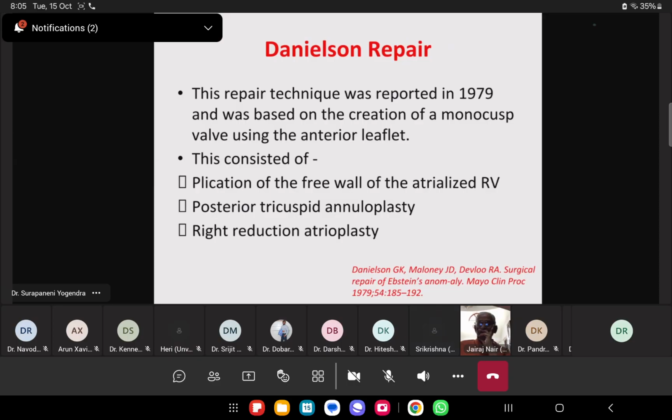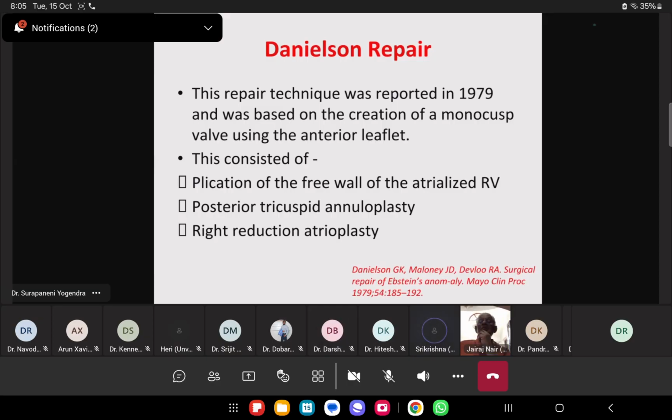So, Danielson repair. This repair technique was reported in 1979 and was based on the creation of a monocusp valve using the anterior leaflet. Repair consisted of plication of the free wall of the atrialized RV, posterior tricuspid annuloplasty, and reduction atrioplasty.